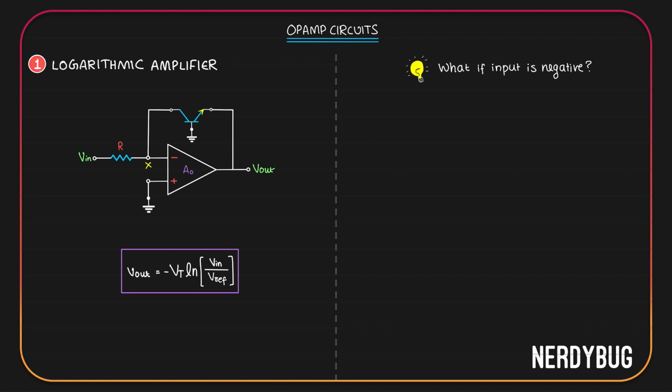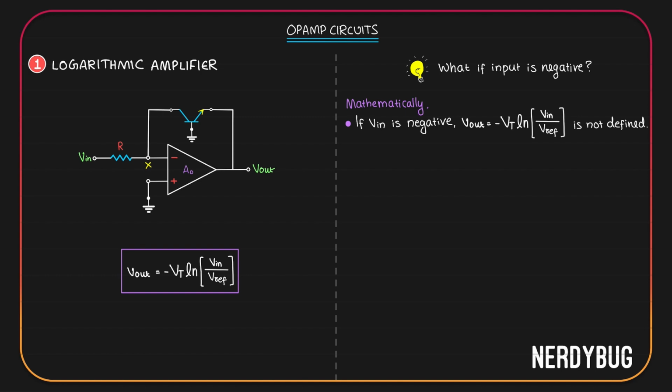The first one is very easy. All you have to do is look at this equation. Output is negative Vt log of Vin by Vreference. Vreference, as we know, is R Is. R is a positive value, Is is a positive value. So if input is negative, that means we are taking logarithm of a negative value, which is mathematically not possible. That is the first way of answering this question. Mathematically, this is not possible. But as an electronics engineer, we should be able to explain why the circuit won't work, not just the math.